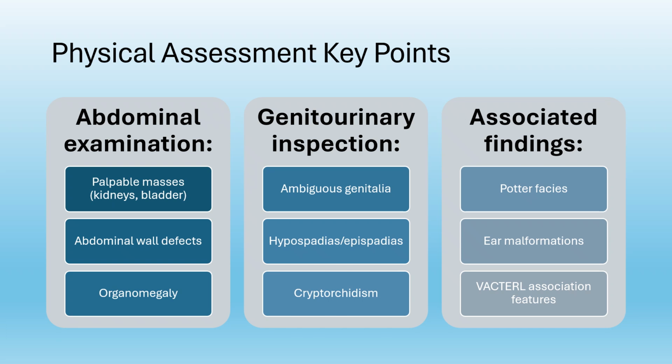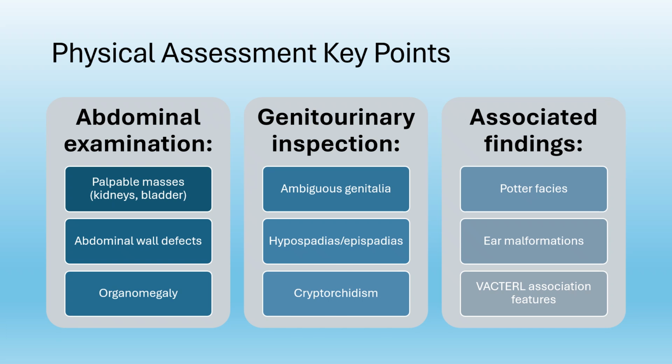Cryptorchidism shows a similar pattern. Unilateral undescended testis rarely associates with renal disease, but bilateral cryptorchidism significantly increases risk. The associated findings complete our assessment. Potter facies, that characteristic appearance with low-set ears, beaked nose, and micrognathia, results from severe oligohydramnios. Without amniotic fluid cushioning, the fetus experiences compression that molds facial features. This finding indicates severe bilateral renal disease.